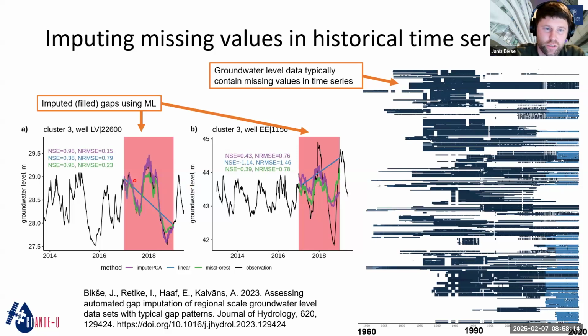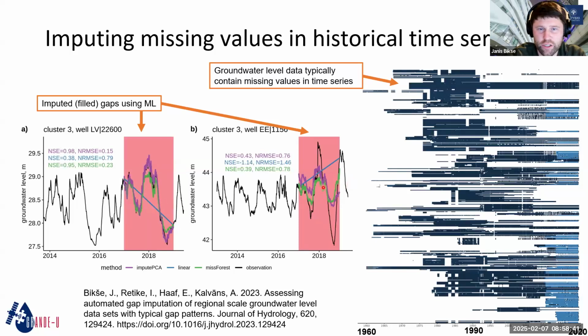The red part is the cut-out part, which the model didn't see. We used machine learning to try to predict groundwater level in this missing part. As you can see, the black line is the original data. In some cases the model performed quite well, even though the gap is quite large, almost 2 years of missing values here.